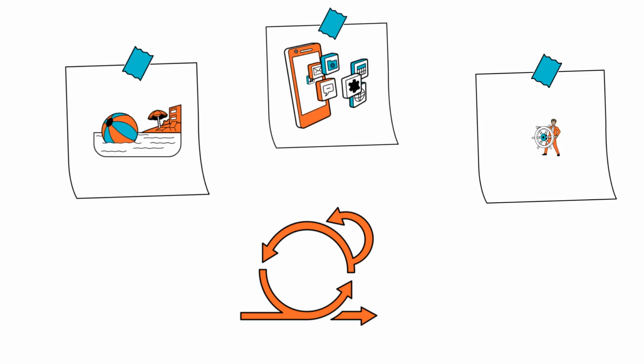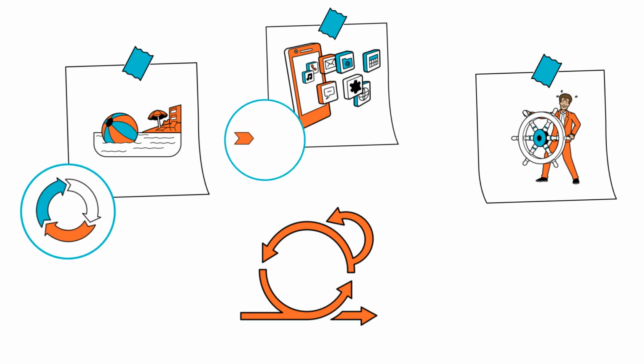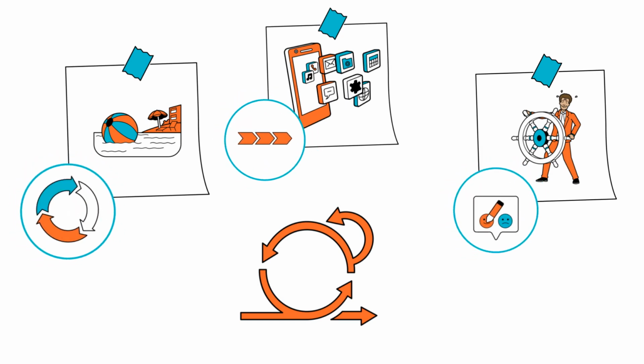This is how Agile methods work in real life, whether you're planning a vacation, developing an app, or managing a big work project. It's all about being flexible, working in small steps, and constantly improving based on feedback.